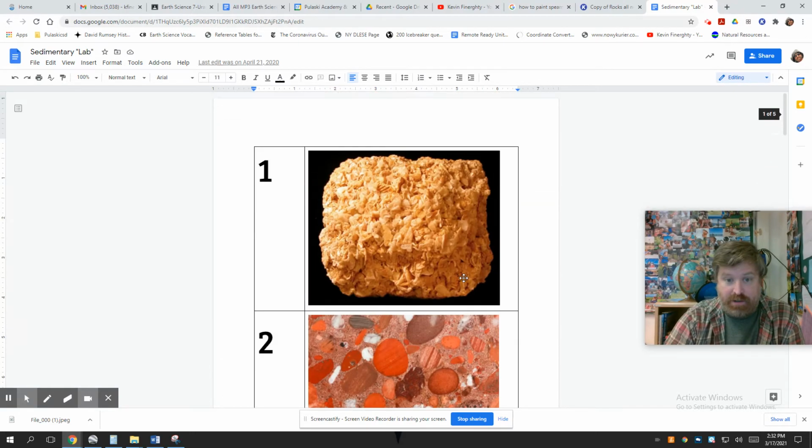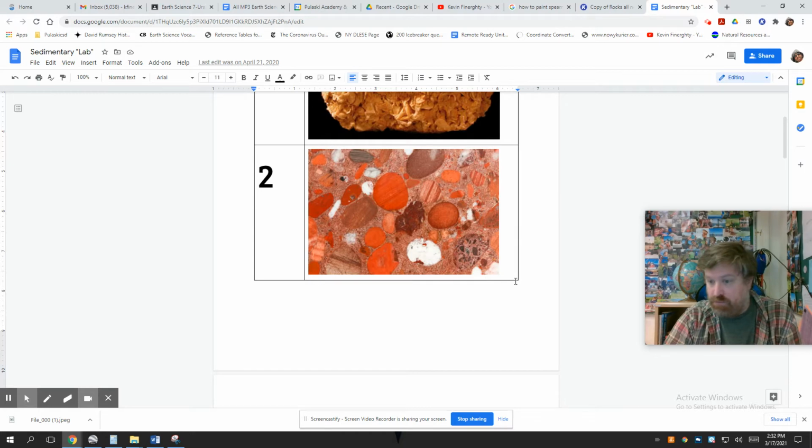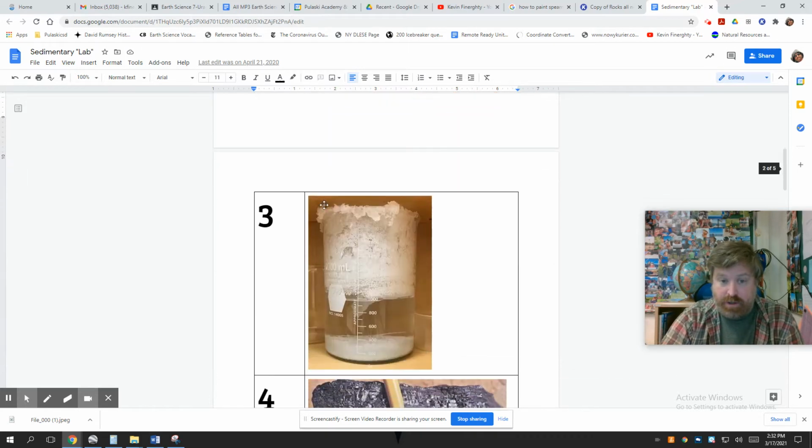Some you're going to be able to see. Like, look at that, number 2. You can see those. Those are bits of other rock. So can you picture the history of this rock? At some point, all of these other rocks ended up in a pile. This kind of looks like concrete almost, but natural. They all ended up in a pile. They got cemented together. There you go.